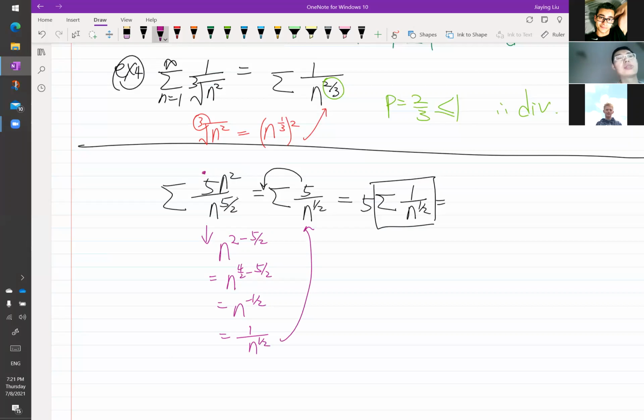Hopefully that makes more sense. That's one way. The way I did it is I have n squared divided by n to the 5/2. I just divide by n squared from numerator and denominator. And the numerator is 1. The denominator becomes n to the 5/2 minus 2, which becomes a half. Any other questions before we move on?